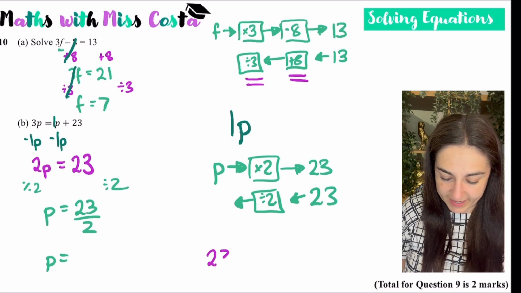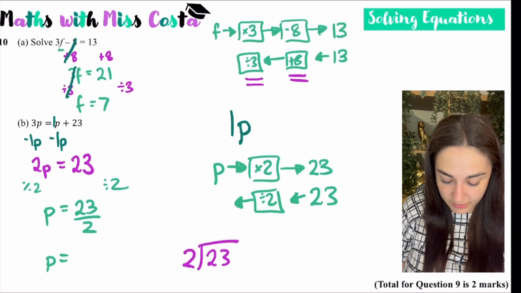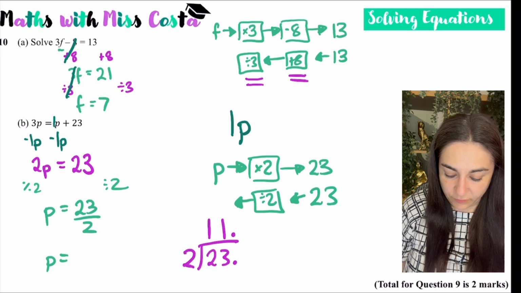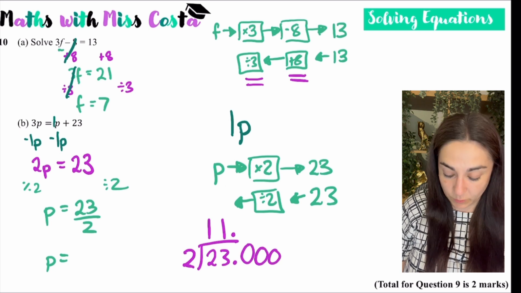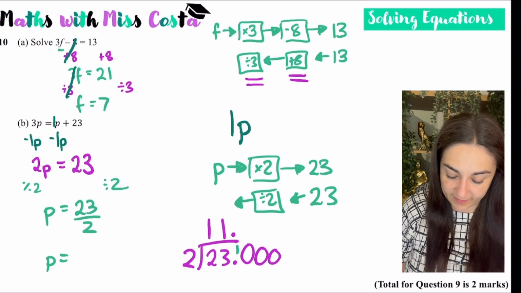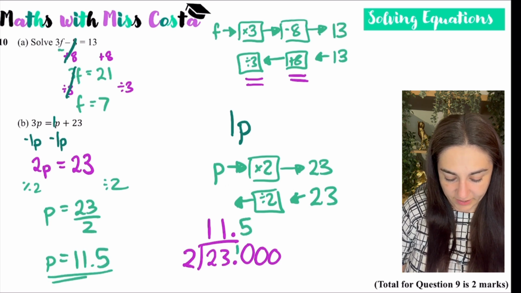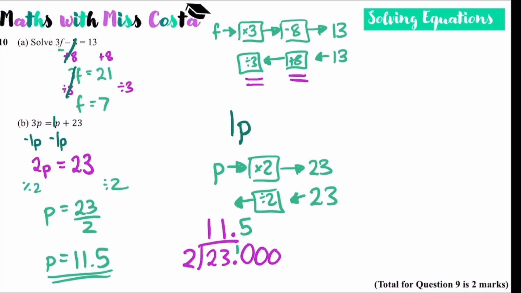So this one we can do. So you can use the bus stop method if you're still not sure. So 2's into 2 go once, and 2's into 3 go once. We've run out of numbers, so we put a decimal point and we fill it up with some zeros. So 2's into 3 go once, and there's a remainder of 1, and 2's into 10 go 5. So 23 divided by 2.